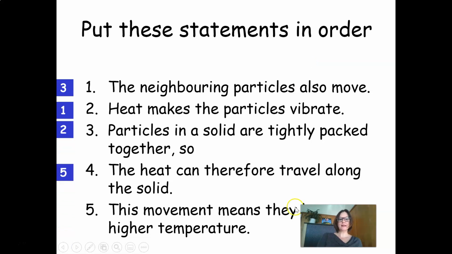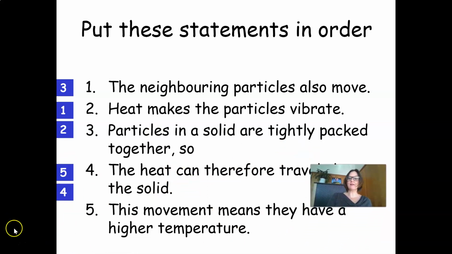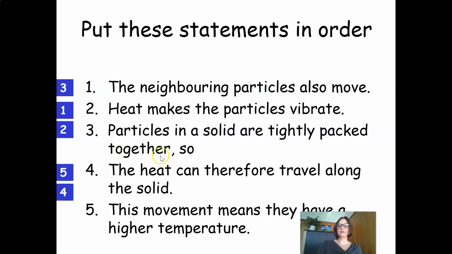So firstly, we are going to say heat makes the particles vibrate. The particles in the solid are tightly packed together, so the neighboring particles also start to move. Okay, and then what happens? The heat can therefore travel. The movement means, I missed one. The movement means they have a higher temperature, number 4, and then the heat can therefore travel along the solid.